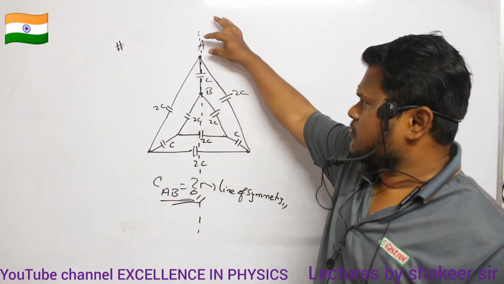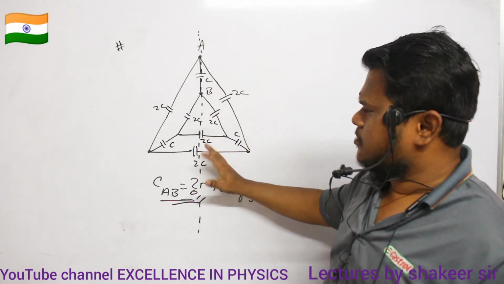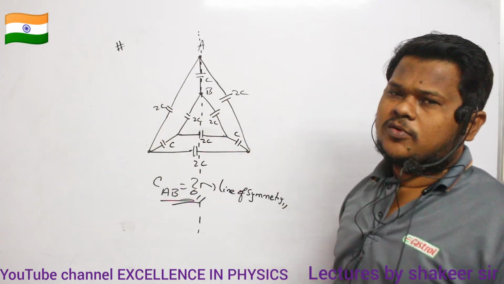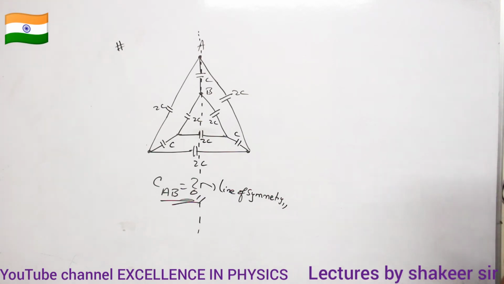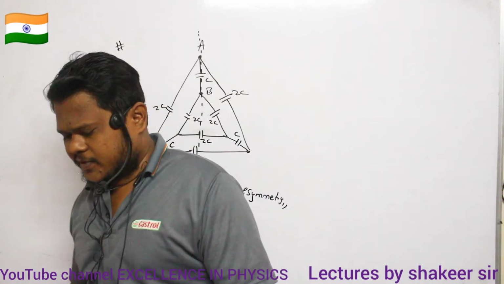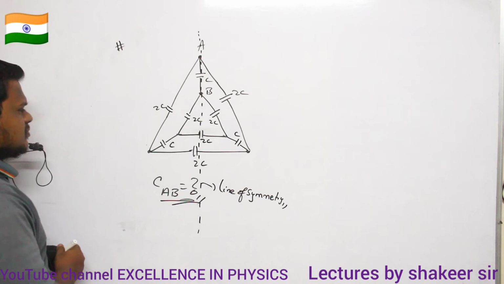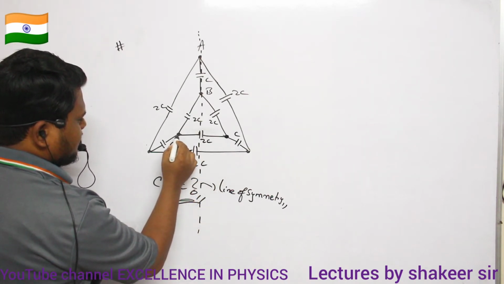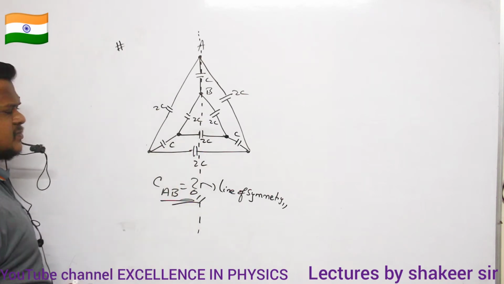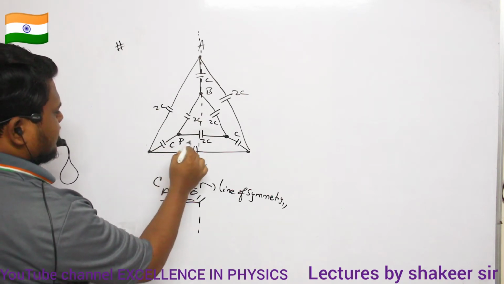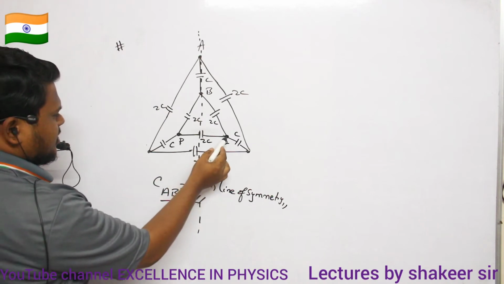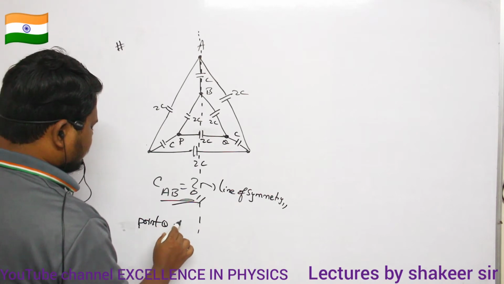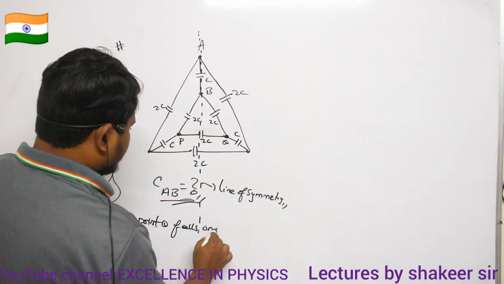So I have divided this diagram into two equal parts. This is the left side, this is the right side. I will fold the total right side of the circuit onto the left side circuit. Then what will happen? See, this point will fall on this point. Let us name these points P and Q. So point Q falls on point P.